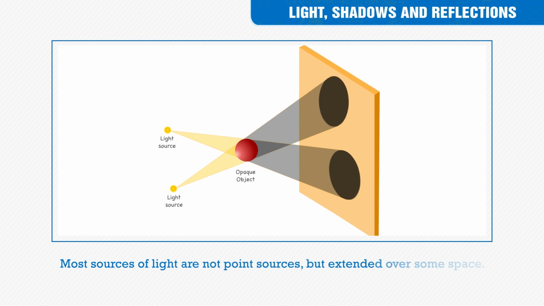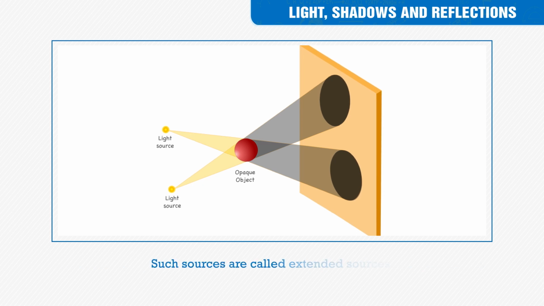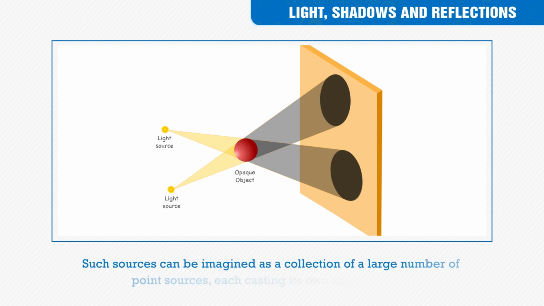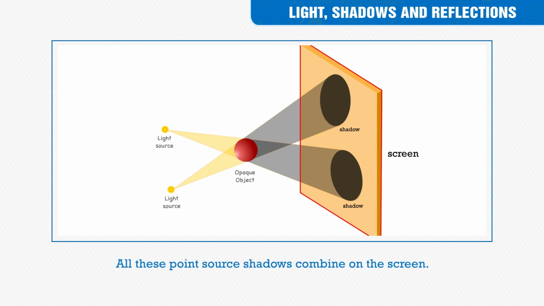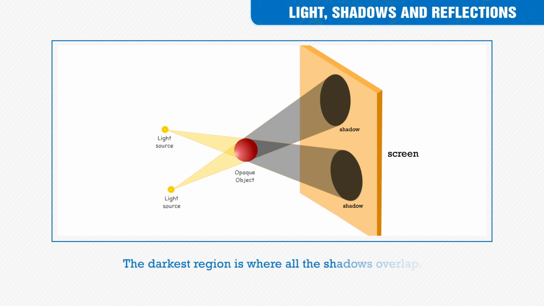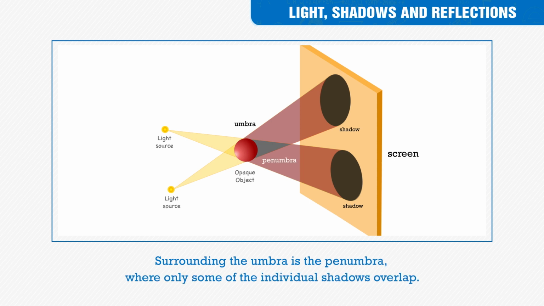Most sources of light are not point sources, but extended over some space. Such sources are called extended sources. Such sources can be imagined as a collection of a large number of point sources, each casting its own sharp shadow. All these point source shadows combine on the screen. The darkest region is where all the shadows overlap. This is known as umbra. Surrounding the umbra is the penumbra, where only some of the individual shadows overlap.